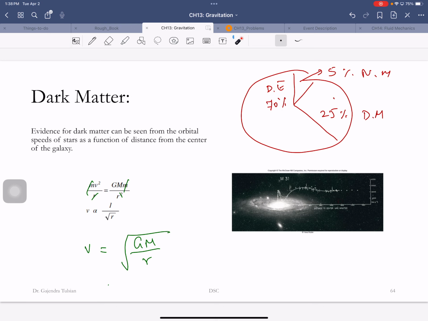How do you measure the velocity of something you can't see? Oh no, these are velocities of stars that you can see. These are stars. Single stars, you can measure the velocity of those. Okay.